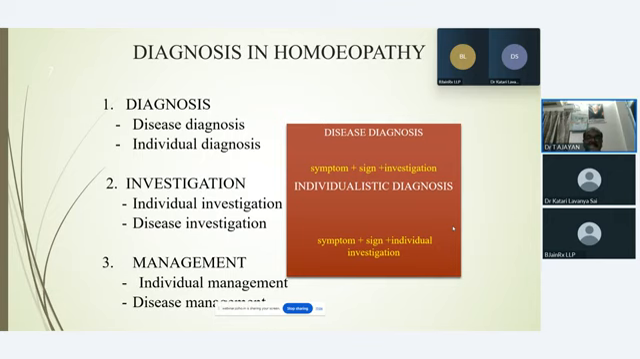Listen, in homeopathy we make a double diagnosis. One is the disease diagnosis and the second one is the individual diagnosis. Then investigation is also at two different levels: one is the disease investigation and the other is the individual investigation. Disease investigation, everybody knows. The question we raise is, what is an individual investigation? In our day-to-day practice, suppose after administration of a remedy we can observe certain findings. That is one of the individual investigations.